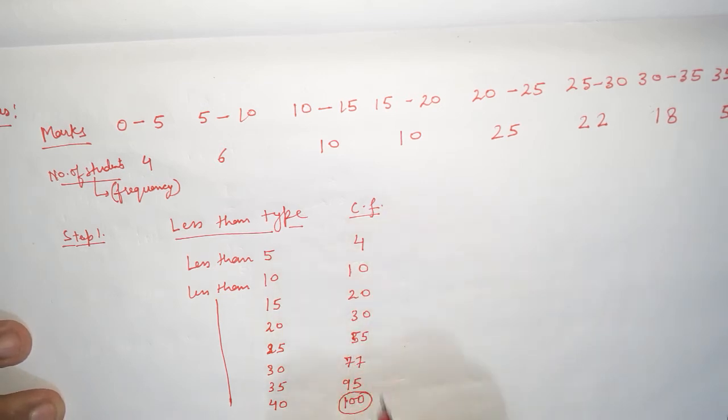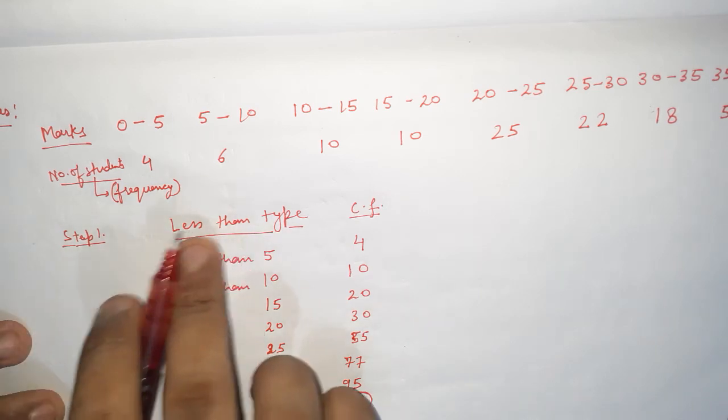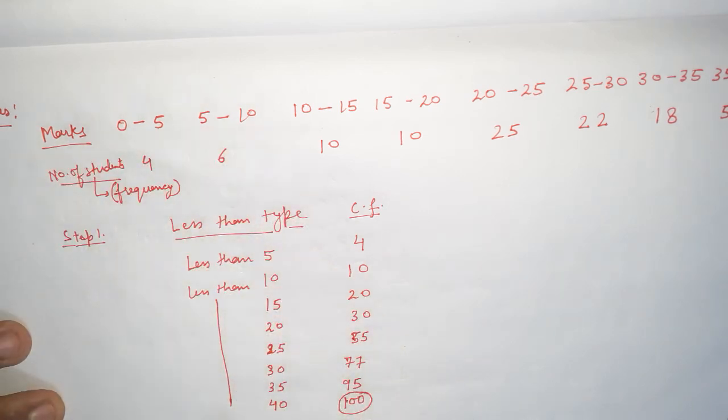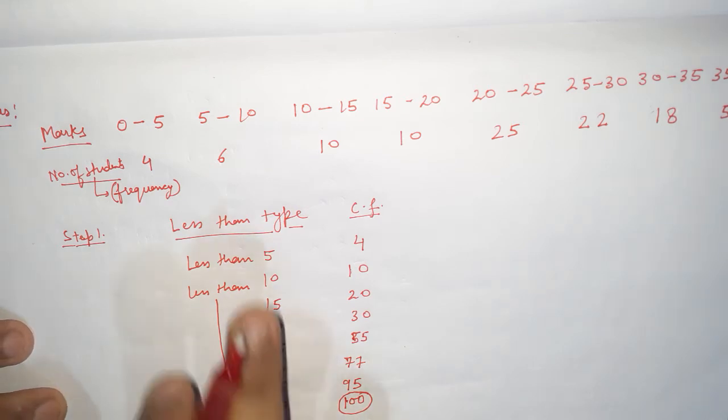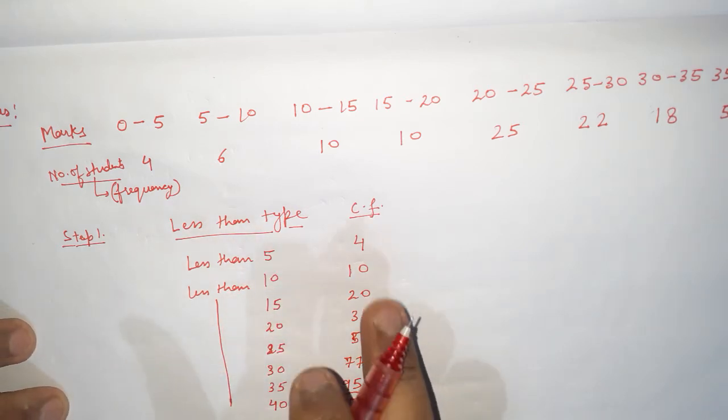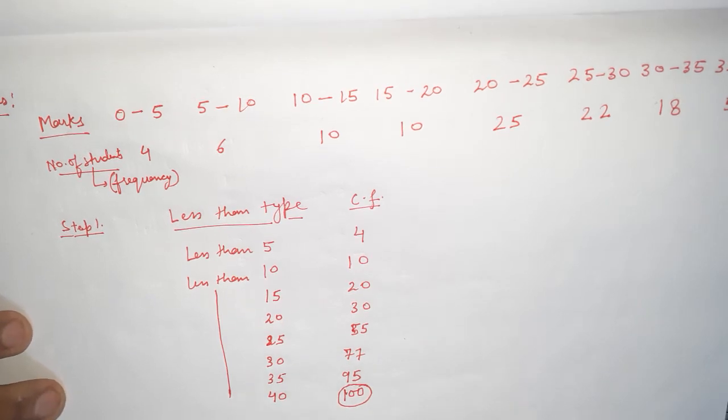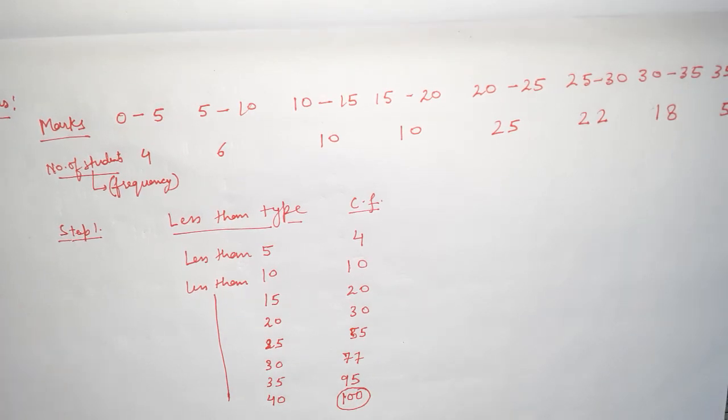Now we have to plot these cumulative frequencies on the diagram. It is very simple. Step 1, what we have done, we have converted this table into a less than type table. Clear? These will always take the upper limit and convert to cumulative frequencies. Now let us see how to draw the curve. So we'll draw it here only.